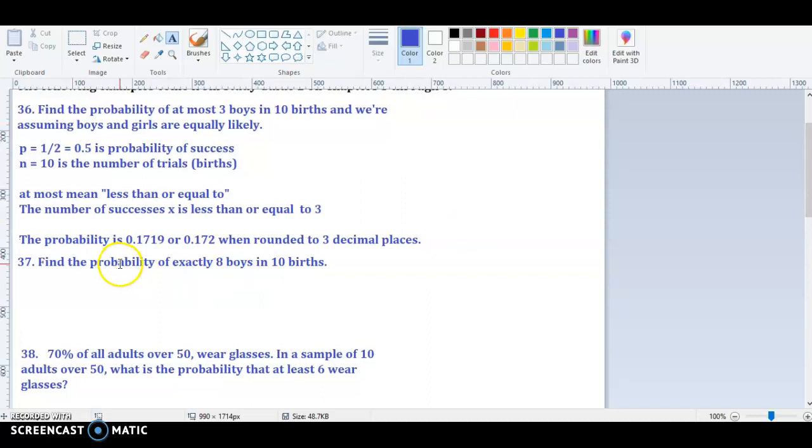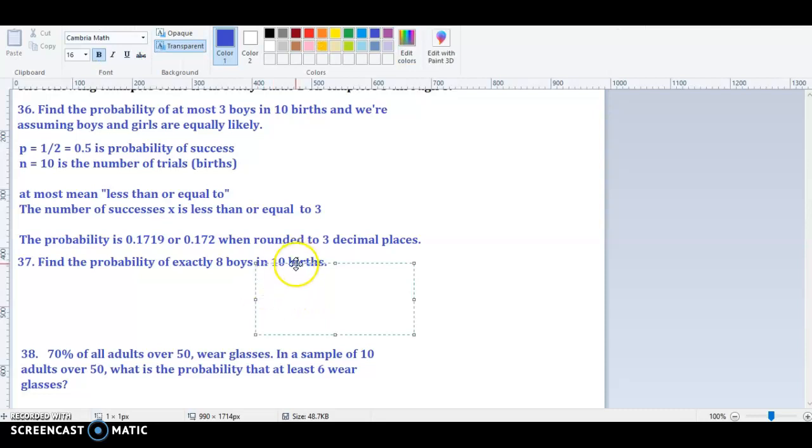Again, pay attention to the key wording. The probability of success is still 0.5, and we're still looking at 10 births altogether. So we want to know, what is the probability of getting 8 boys in 10 births? Again, this is a binomial random variable problem, so we're using the binomial distribution. Since p and n are the same, the only thing changing is the number of successes we're looking for, which is 8.